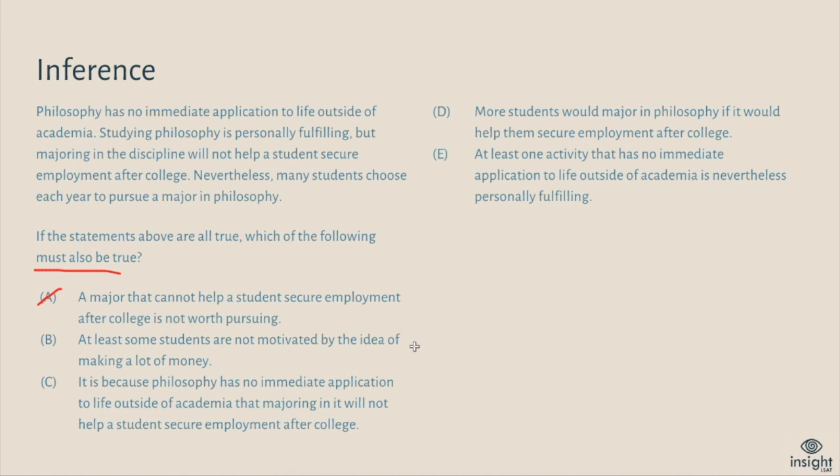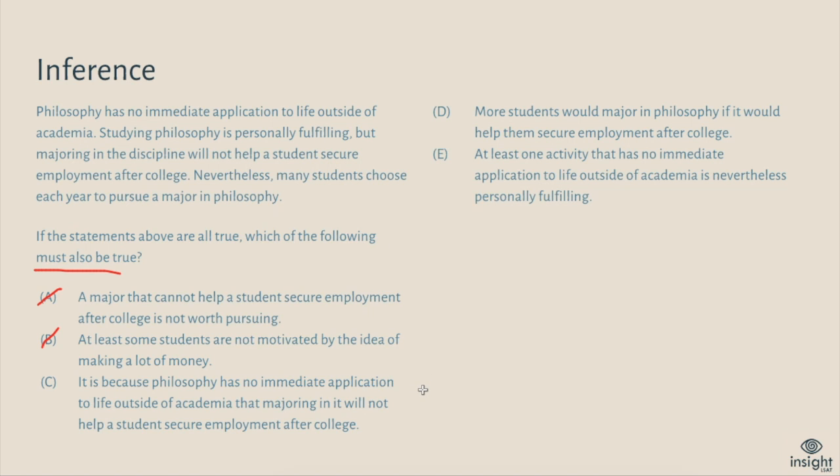B. At least some students are not motivated by the idea of making a lot of money. This is a little bit fishy also, because this idea of making a lot of money is a little trick the LSAT likes to do, where they take one thing, which here is securing employment, and they twist it. They turn it into something similar, but not actually identical, which is making a lot of money. The idea of making a lot of money is actually not in this set of statements at all, so I'm going to reject this one as well.